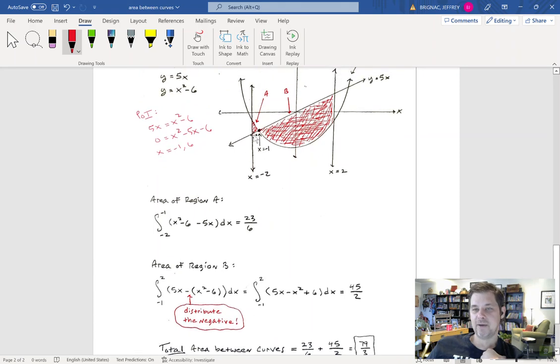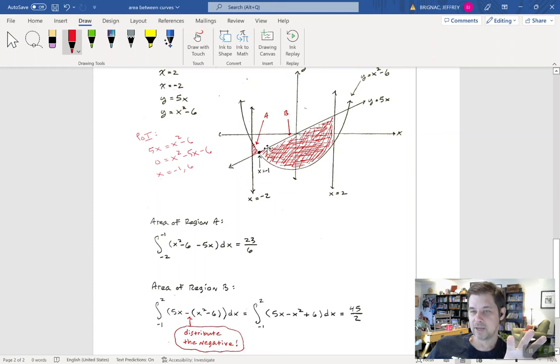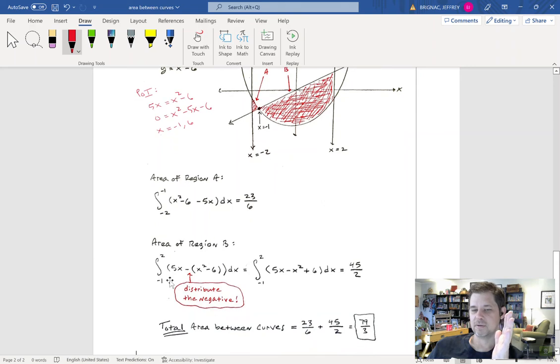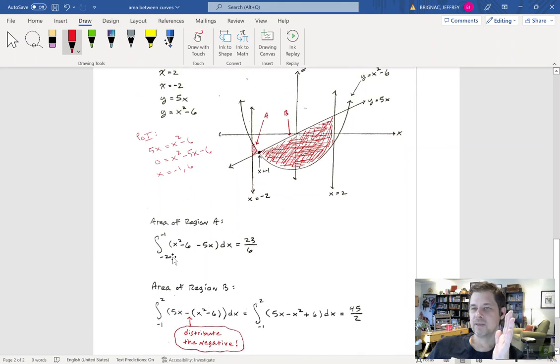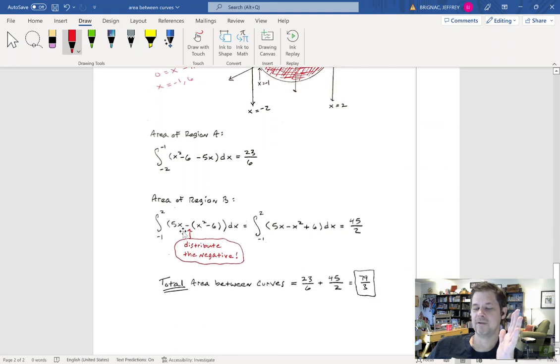Now, so that's how big region A is, 23 over 6. Region B, well, okay, so I'm looking at that right here, and that would be from -1 over to 2. Okay, so notice my bounds are -1 over to 2. And then I see that the line is above the parabola. So I need to take 5x and subtract x squared minus 6. So that's what you have here. But be careful, because if I take 5x, the curve that's on top, and then I subtract x squared minus 6, the curve that's under it, that subtraction must apply to that entire formula.